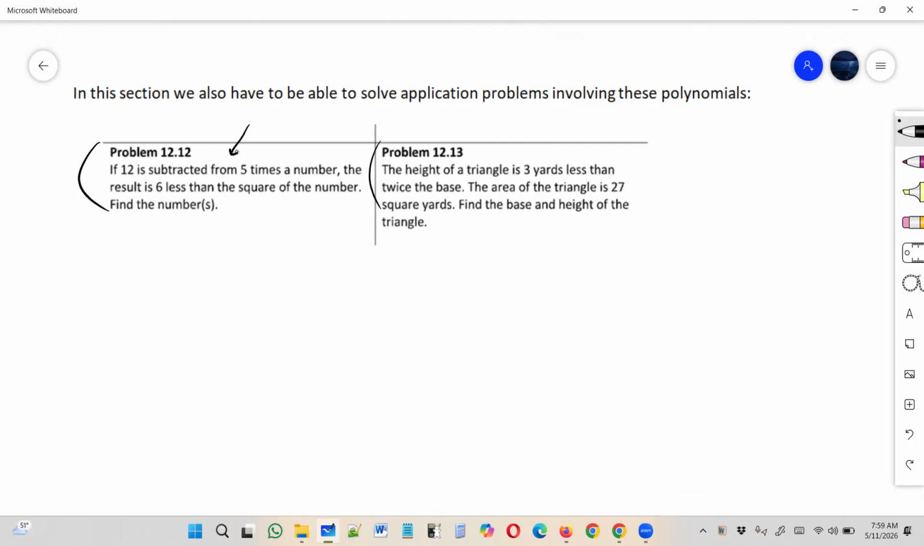So in all of these application problems, what we're going to have to do is read the word problem and introduce a variable or two variables, depending on the situation. We're going to have to translate the problem from English into a mathematical equation, and then we'll solve the mathematical equation. Okay? This is always the procedure. All right, so let's take a look.